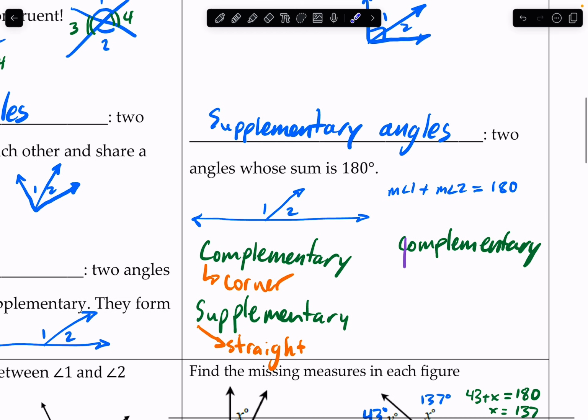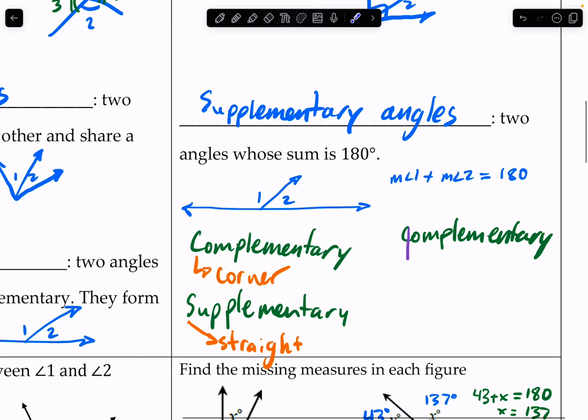One of the ways to remember this is by thinking about complementary, starting with the same letter as corner. So complementary creates a corner. Supplementary creates a straight line. Complementary, corner. A corner is going to be 90 degrees. Supplementary, straight. Straight's going to be 180 degrees.